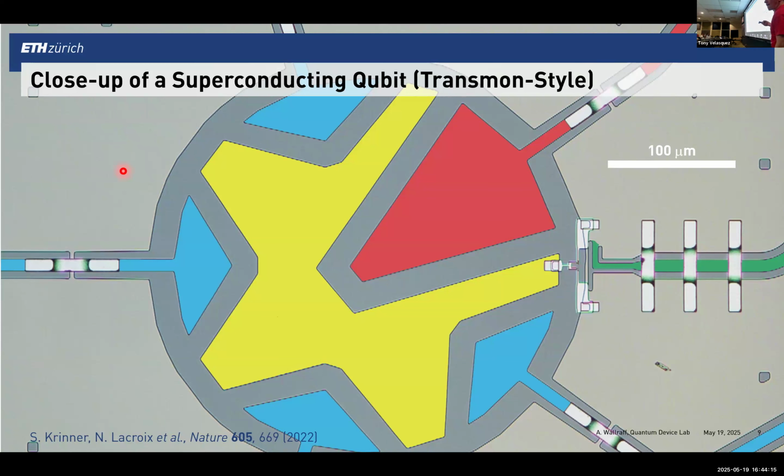What is your coupling to the line reflected forms? Okay, yeah, I'll maybe come back to that in a second.